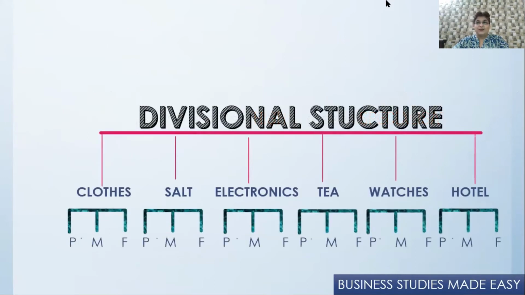Now, divisional structure, like I told you, is when the departments are created according to the products being made. Now, an organization could be making a number of products. For example, they're making different types of toiletry items, but the infrastructure used is the same. So divisional structure is only when the infrastructure, the raw material, and the machinery that is being used to make these products are also different. So this example I've taken of Tata only, which makes clothes, salt, electronics, tea, watches, hotels, and a number of other things, but I've just limited myself to these many things only. And under each department, they have production, marketing, finance, all that. So this is a divisional structure.